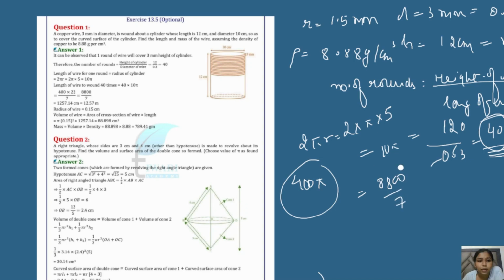And we are given that the radius of the wire is 1.5 millimeter, which was converted into centimeter as 0.15.